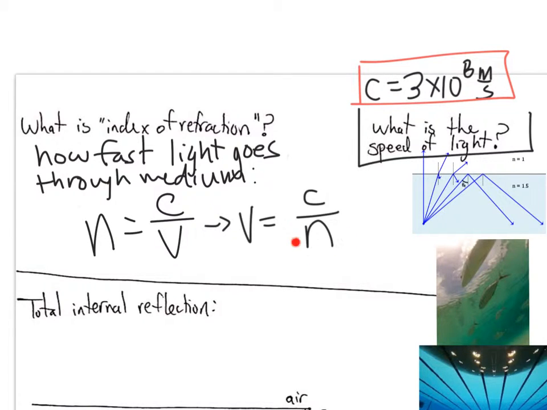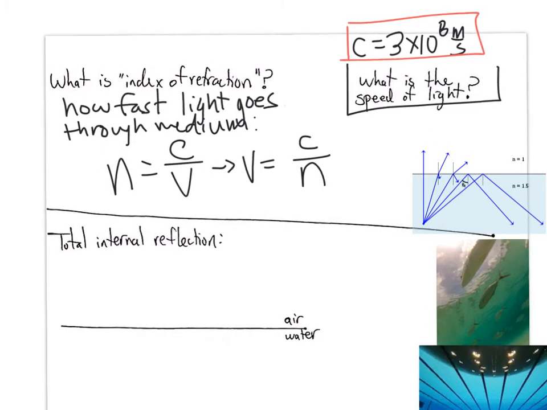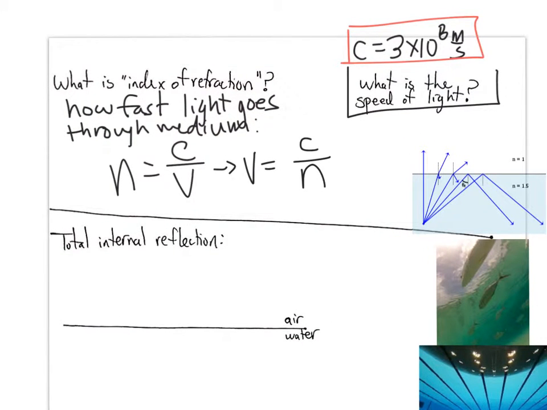So when we say n is 1.5 for glass, it means we take 3 times 10 to the 8th and divide it by 1.5 to get the speed of light through that medium. Okay. So that's what that little n means in the equation.